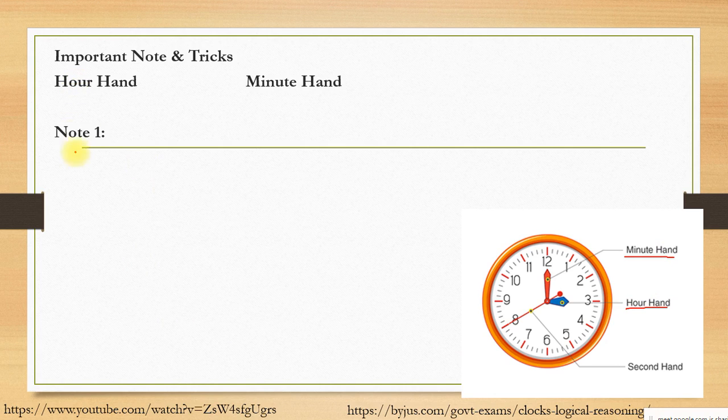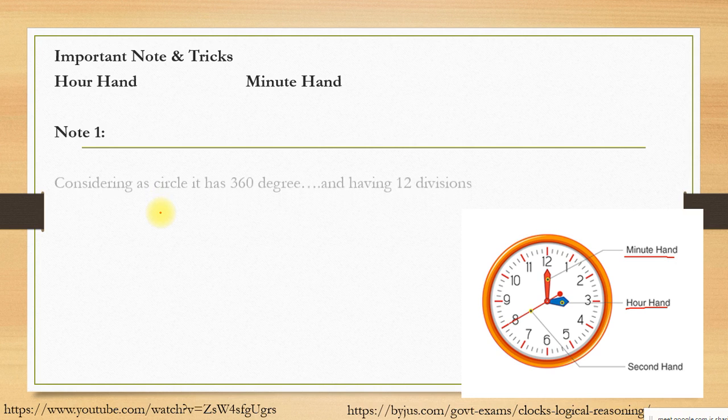So there are two tricks. I am dividing this angle between the hour hand and the minute hand into two tricks. One is the note method, the other is the formula method. So first let me start with the note method.